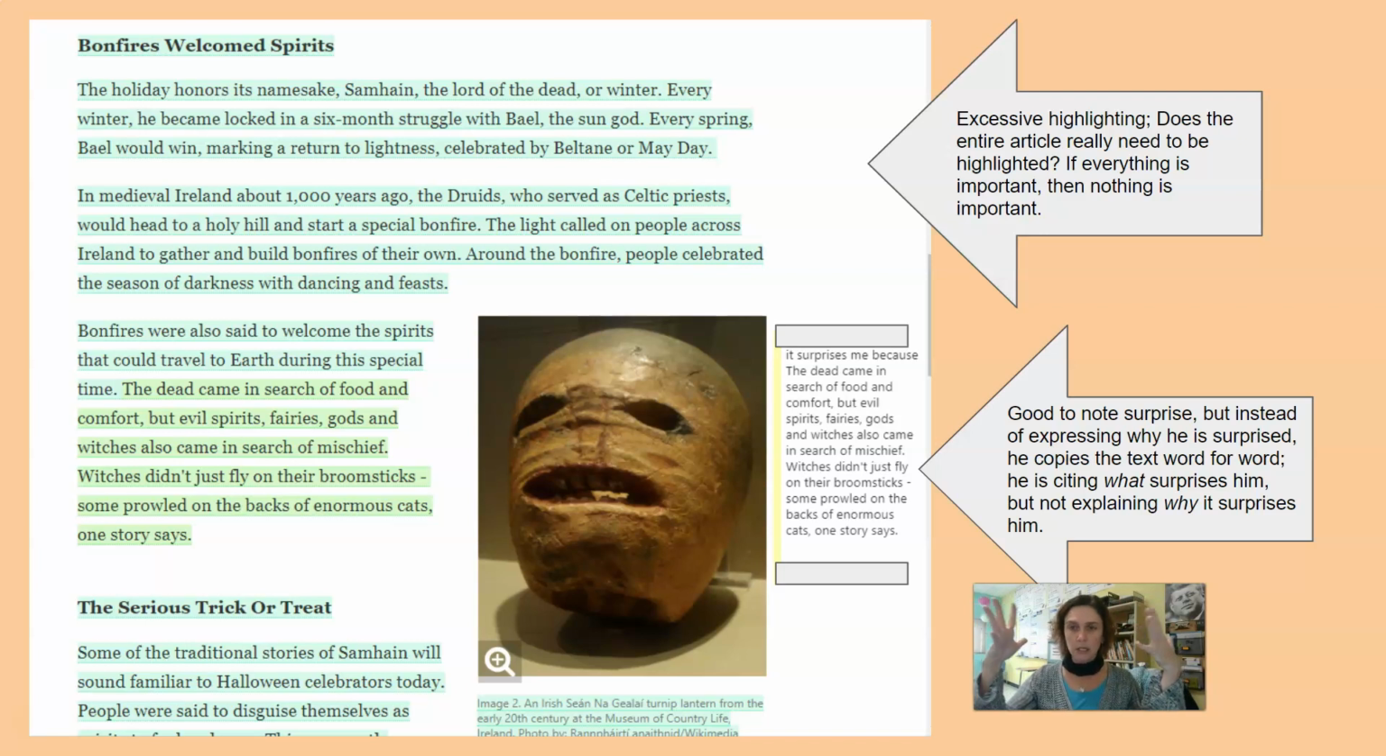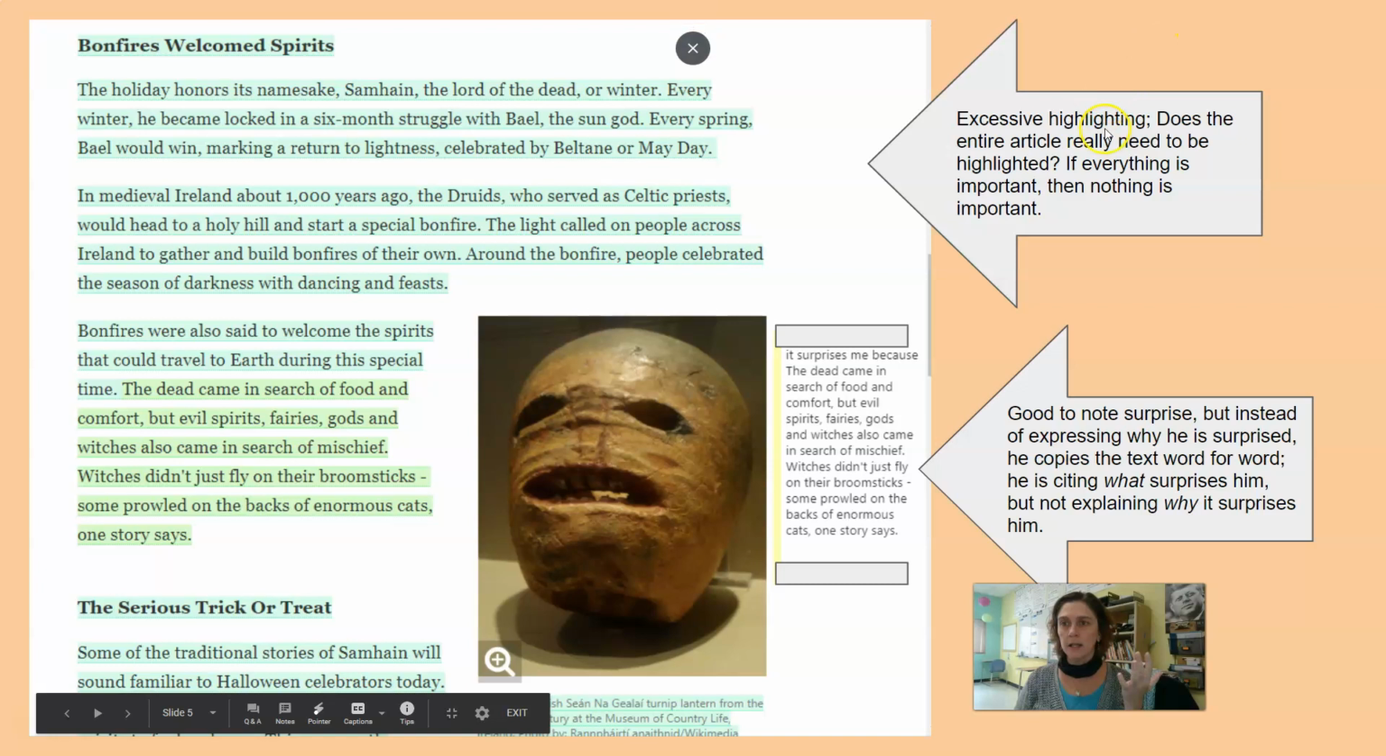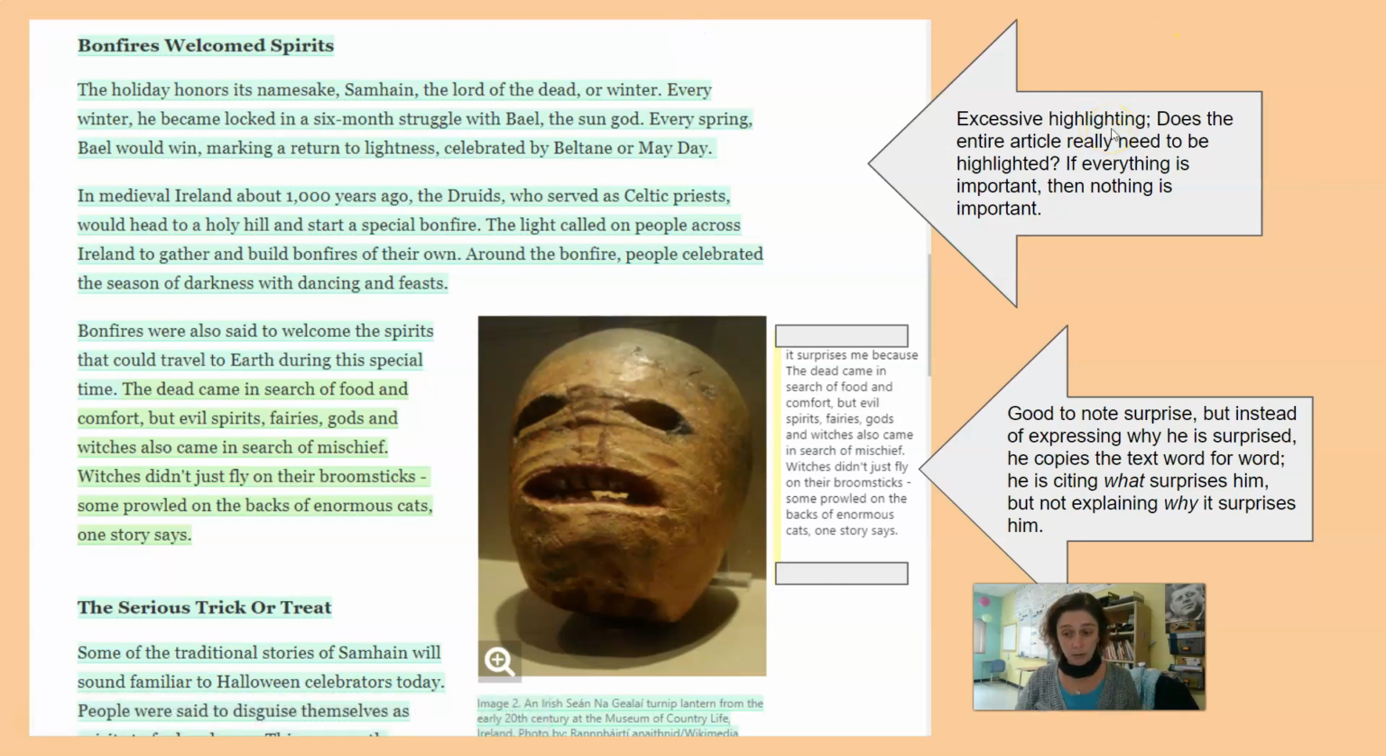Everything. So if you have excessive highlighting, one, do we really need to highlight the entire article? We're only supposed to be highlighting things that strike us as being surprising, confirm, challenge, or change our beliefs, or something that we wonder about. And so this is all highlighted, the whole thing. So I don't know which parts this particular student is trying to respond to.